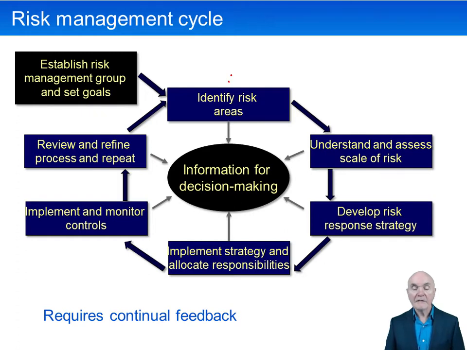Then we have to understand and assess the scale of the risk. We'll see that this is essentially looking at the probability that it might occur and the consequences if the risk does occur. And it could be that we identify a risk but decide that it's relatively trivial and in fact our risk response is to do nothing. But in other situations, if we identify a material risk with a material probability and so on, we will have to do something about it.